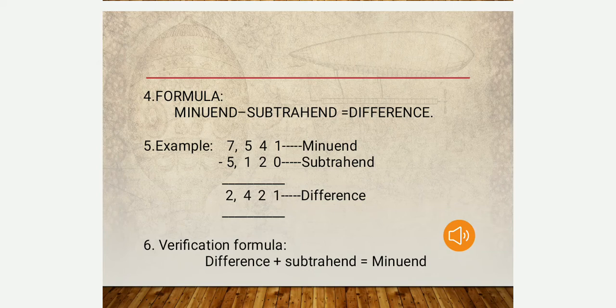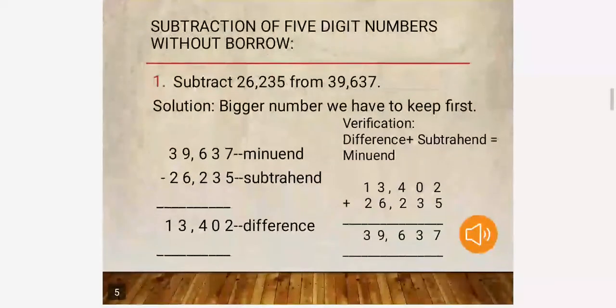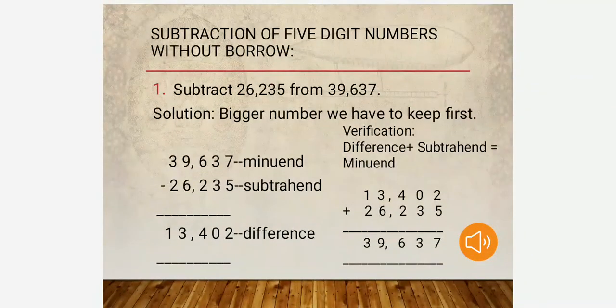The sixth point is the verification formula. Difference plus subtrahend is equal to minuend. We will see the explanation in the next coming examples. Subtraction can be done with borrow and without borrow. Now let us see the first concept, without borrow, without taking any borrow.